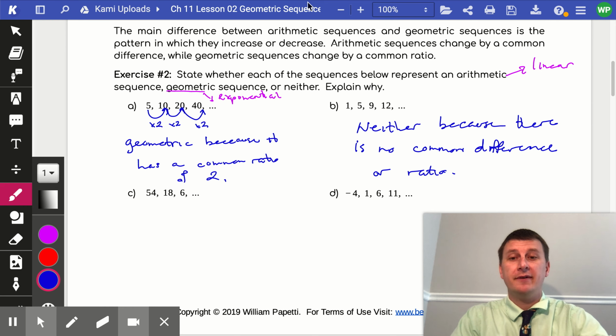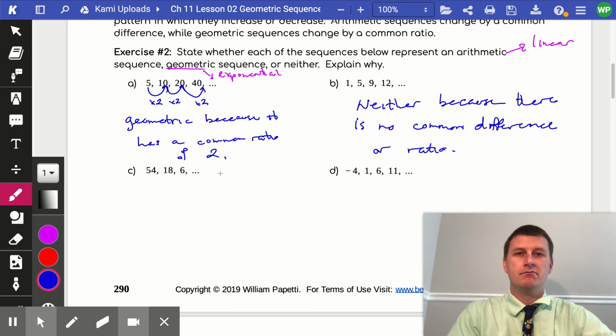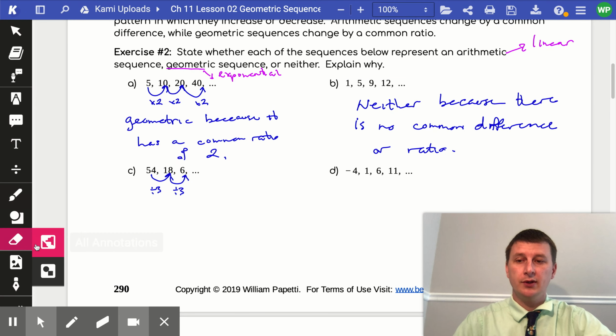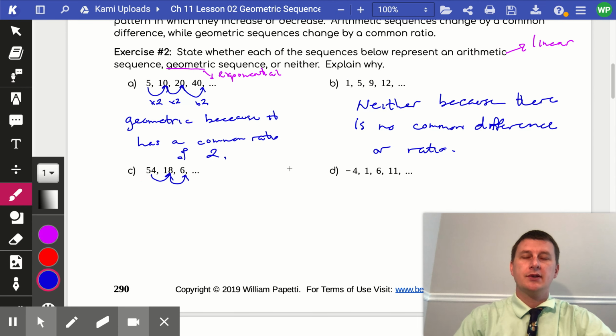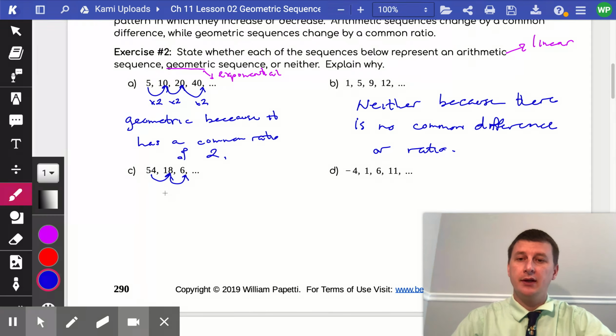Okay, so on part C, we have 54, then 18, then 6. And now again, we're looking for what we're multiplying by in a geometric sequence. So you might have said that 54 divided by 3 is 18, and 18 divided by 3 is 6, which is completely true. But we don't want to be dividing to get to the next term. We want to be multiplying. So dividing by 3 is the same thing as multiplying by 1/3. So your common ratio here is 1/3.